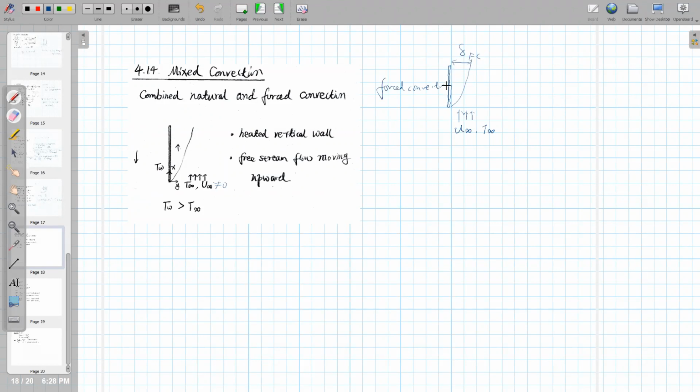So, for Prandtl number larger than 1, this delta of forced convection, the boundary layer thickness for forced convection, is proportional to x times Reynolds number x to the minus 1/2 times Prandtl number to the minus 1/3. And for Prandtl number smaller than 1, this delta of FC will be approximately x times Reynolds number x to the minus 1/2. So this is forced convection. Let me write it clearly, I didn't write it clearly.